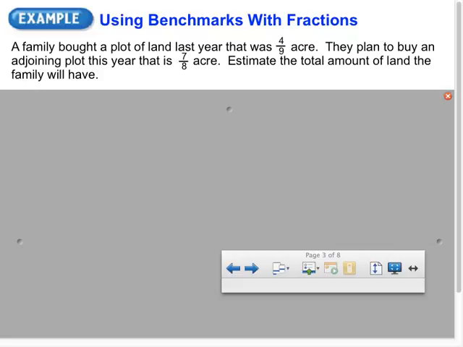Well, how are we going to estimate this? They want to know the total. That keyword means what? What is that keyword? Addition. Addition, right? So they want you to add these and estimate how much land they would have after they bought this additional land, right? Estimate using benchmarks. Assign your fraction either 0, half, or 1. So this is the part where I need you guys to try.